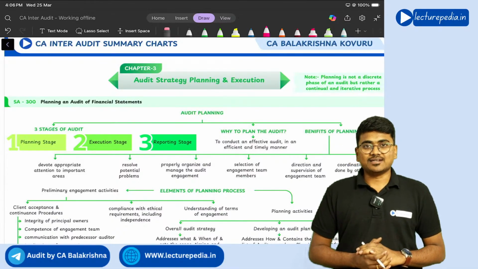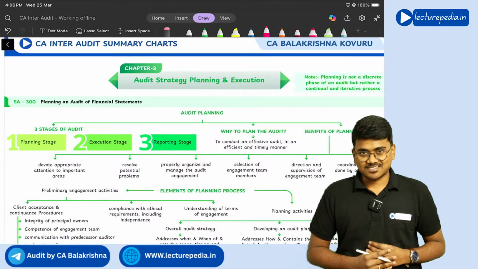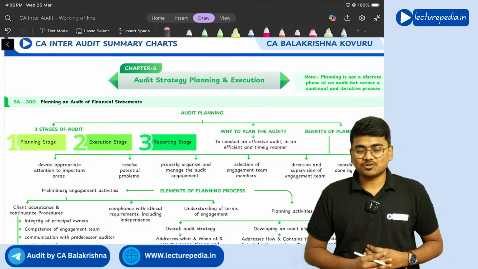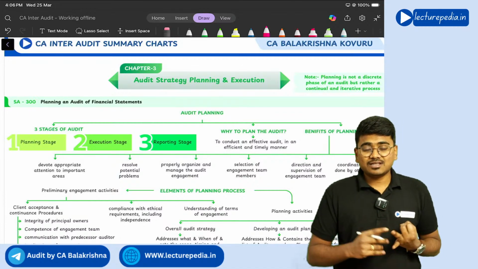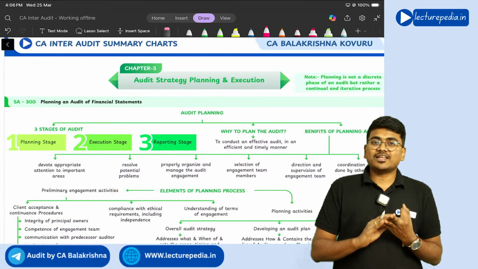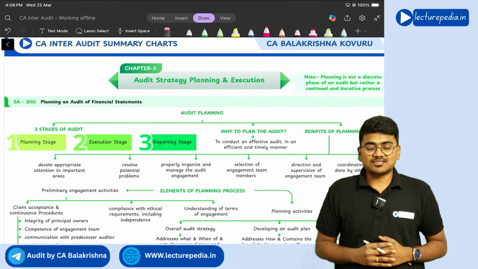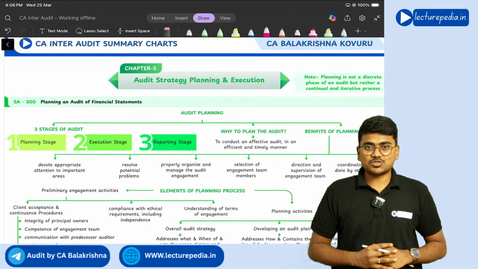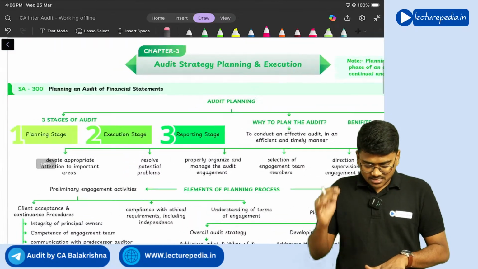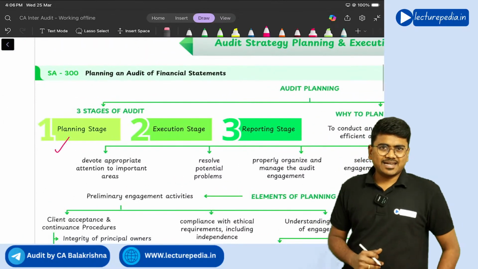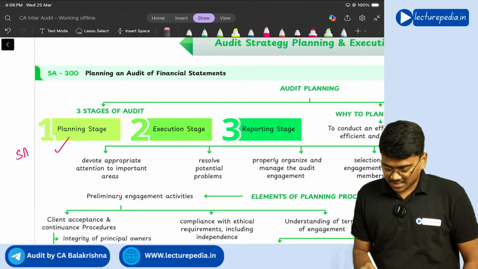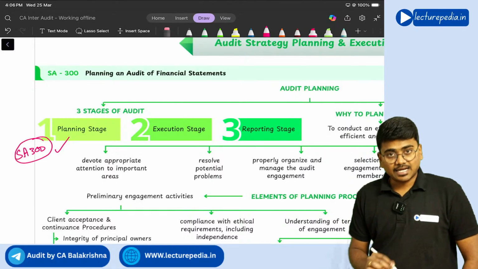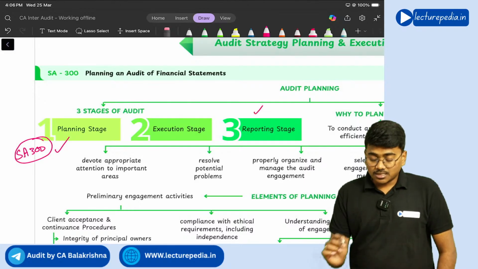Basically in the audit there are three stages. What are the three stages of audit? First one, planning stage. Next one, execution stage. Final third stage is reporting stage, right? These are the three stages of audit. This first stage, planning stage, we will be covering in this particular chapter, which will be dealt by SA 300.